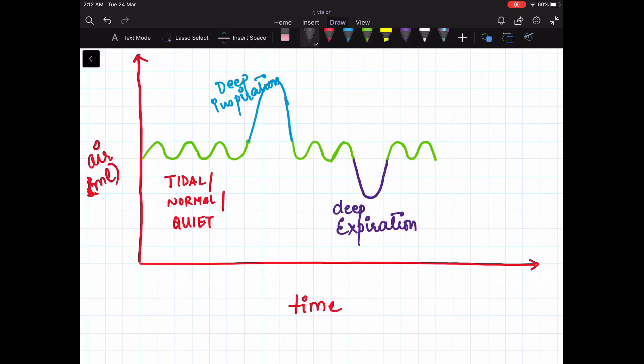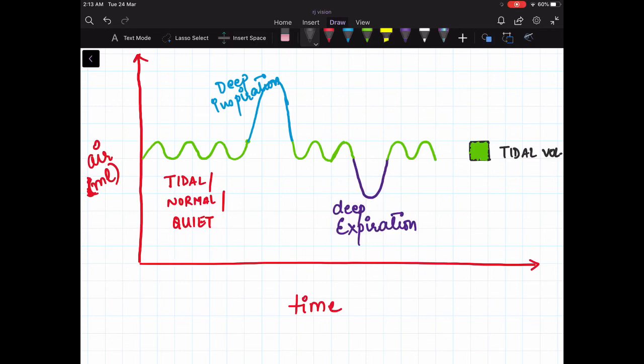Now, just to make this graph even clearer, see this diagram. What does this box represent? The length of this box. What does that represent? Yes, it represents tidal volume. Very good. It represents tidal volume.